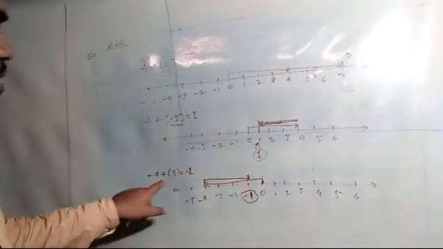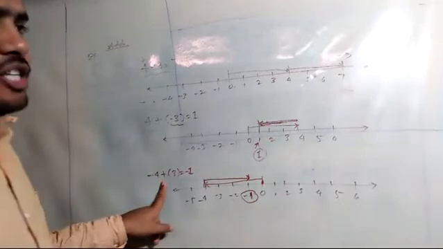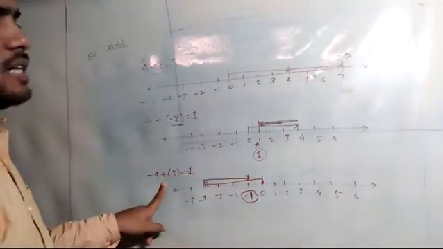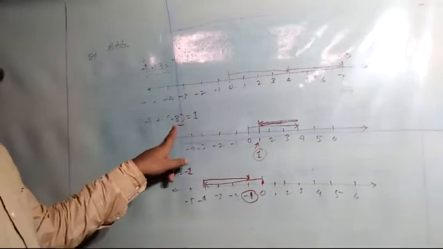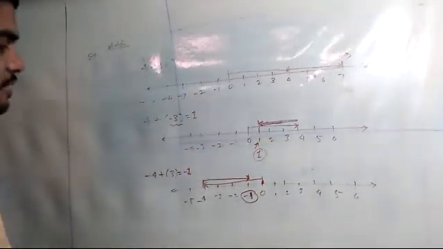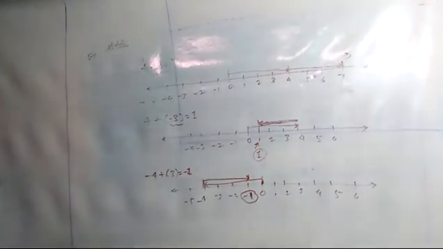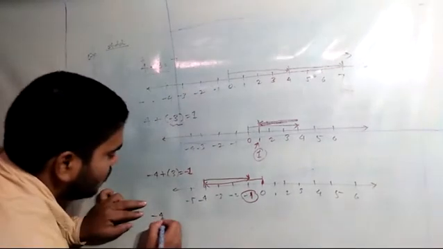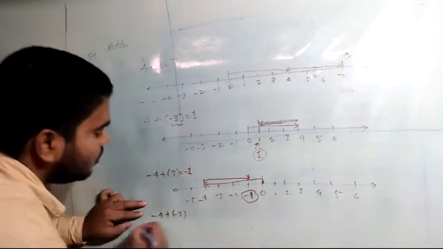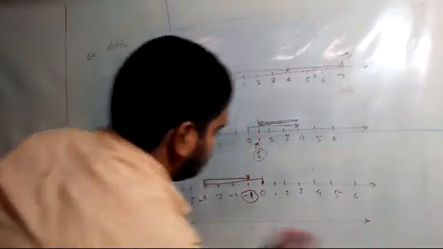I hope you understood. When we are having positive number addition, we go towards right hand side. When we have negative number addition, we move towards left hand side. Now one more we have to see. In this only we will see like minus 4 plus minus 3. Both the negative numbers we have to add.